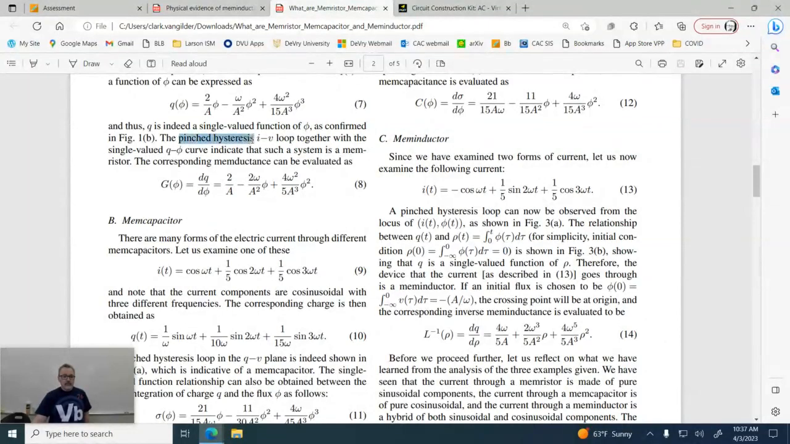Pinched hysteresis, we don't cover hysteresis in this course because it's just beyond what's required for an introductory physics course. Your first encounter with that will typically be in the context of motors and generators. It's just not in this course because there are already too many things in these courses. But you can see a MEM inductor, MEM capacitor. And again, these are regular circuit elements that have a memory that can be leveraged.